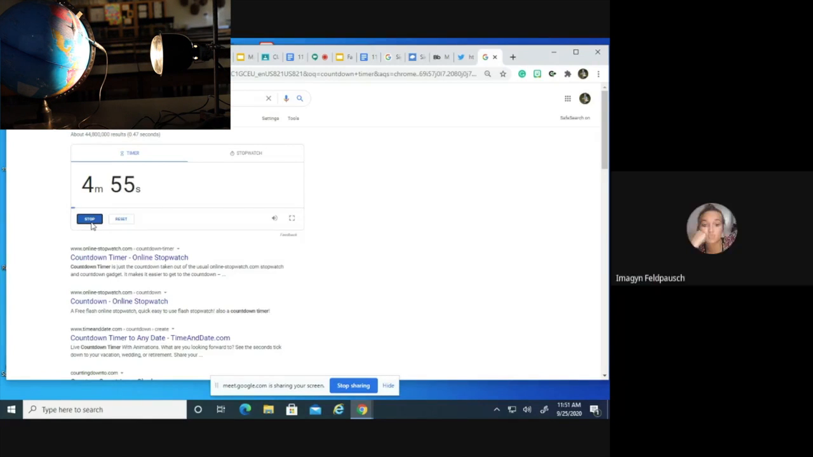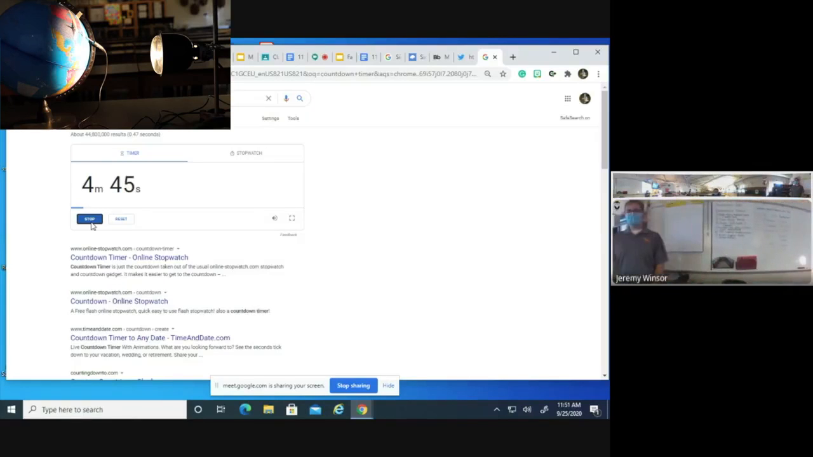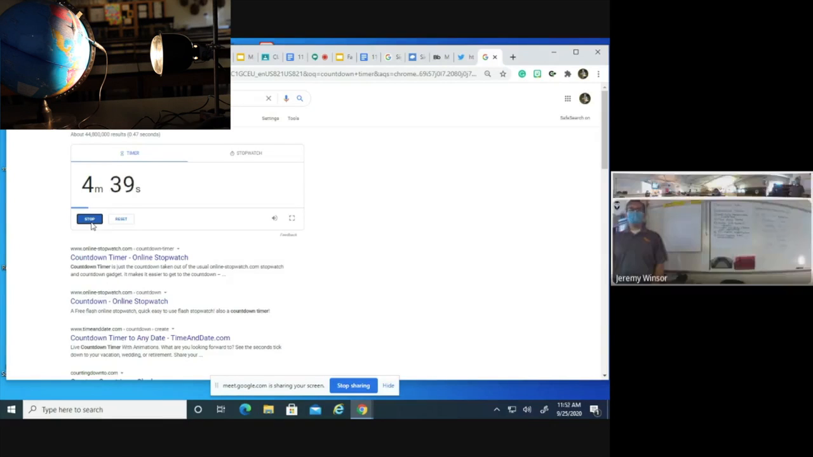What's the minimum again? 28. Somebody online just asked a question: what's the minimum thing right now? 28 degrees Celsius is our minimum temperature.